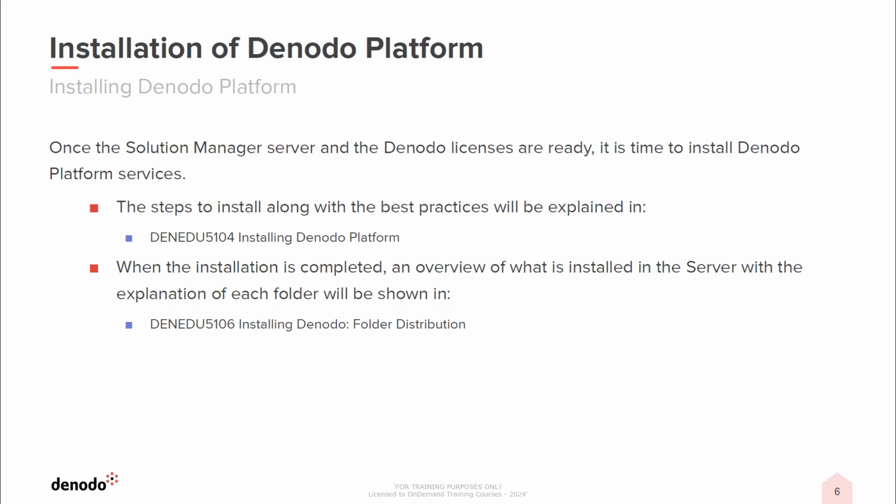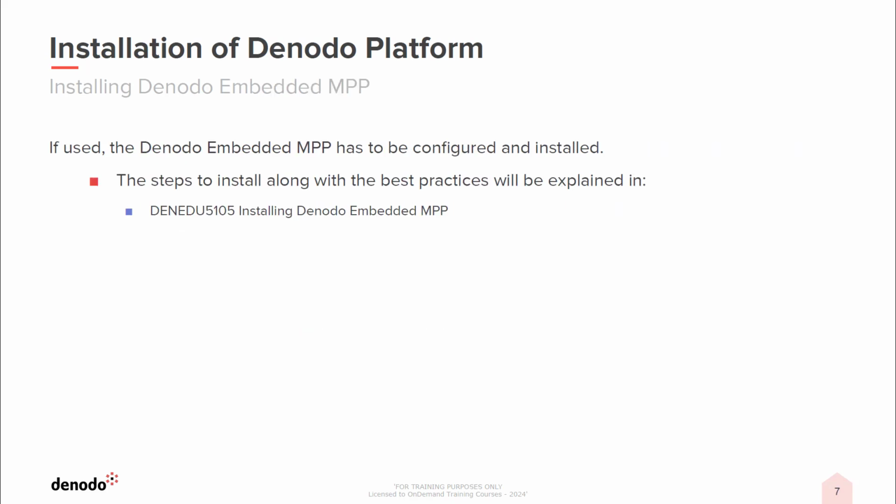After the installation module is finished, we'll look at an overview of the folders and files created in the Denodo Platform installation folder. After installing Denodo Platform, the next step is to install and configure the Denodo Embedded MPP if needed. This component is included with the Enterprise Plus subscription of Denodo Platform.